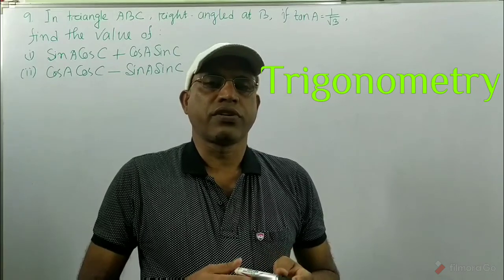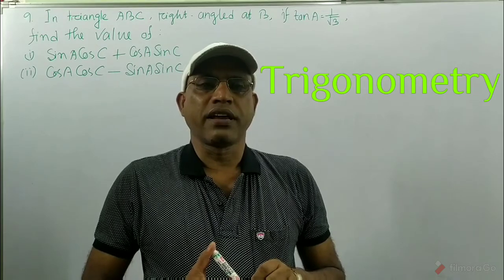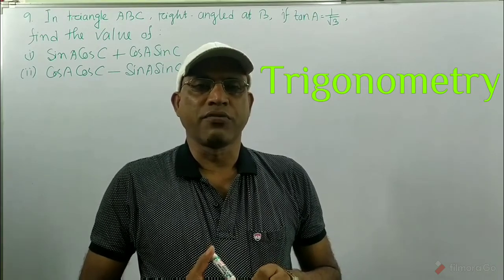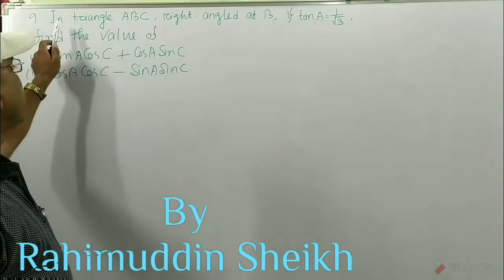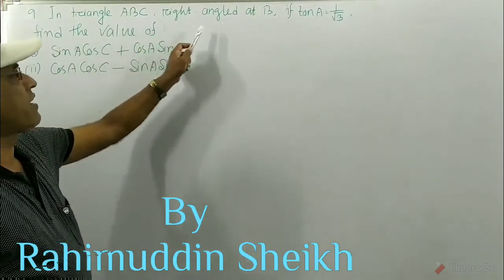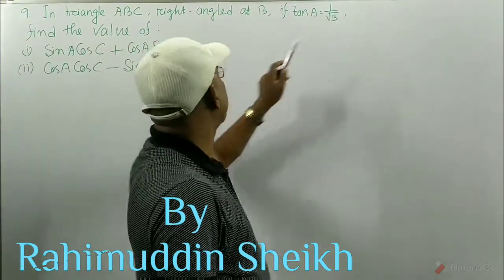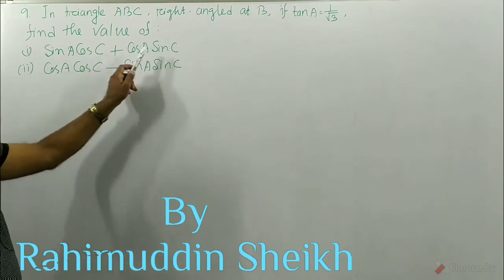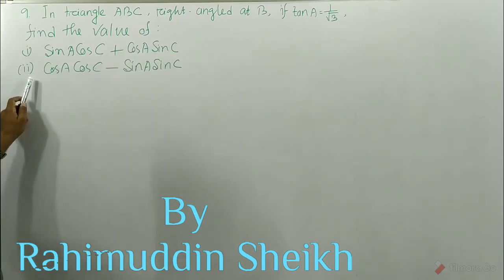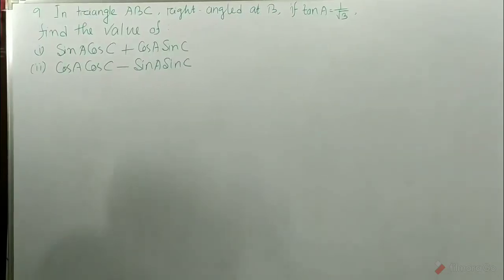So dear students, today consider problem number 9, exercise 8.1 of the NCERT book, trigonometry. In triangle ABC, right angled at B, if tan A equals 1 by root 3, find the value of: 1. sin A cos C plus cos A sin C. 2. cos A cos C minus sin A sin C.